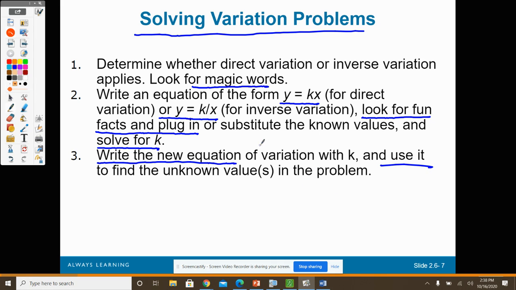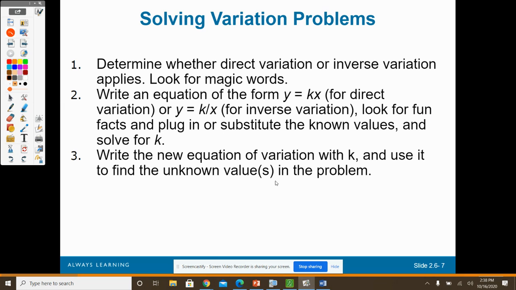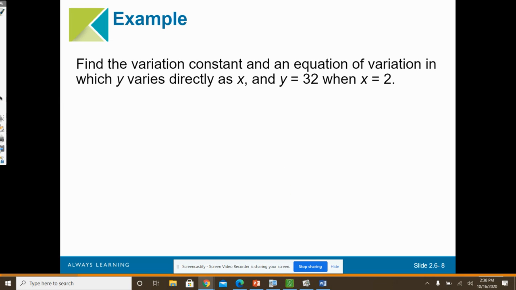Okay, so things you need to write down. Step 1, look for magic words. Step 2, write equation y equals kx or y equals k over x, depending on what the magic word said. Look for fun fact, plug it in, find k. After you find k, you'll write your new equation and use it. And after you do a few of these, I think you'll be right with me by what I'm talking about. So here we go. Let's do some examples here.